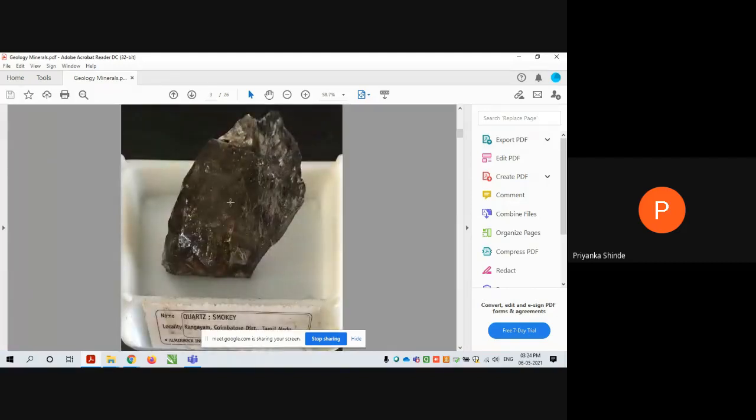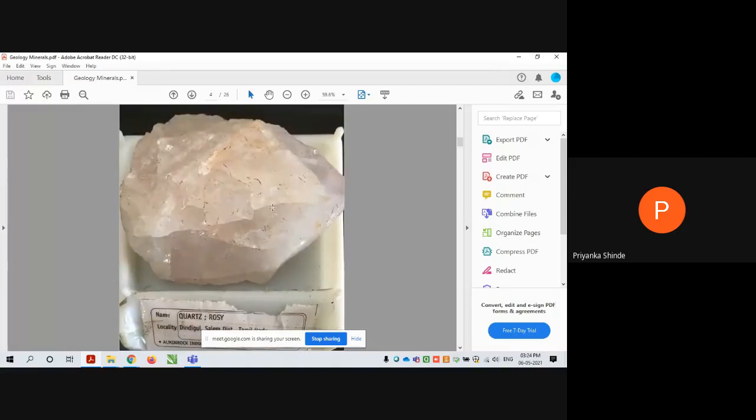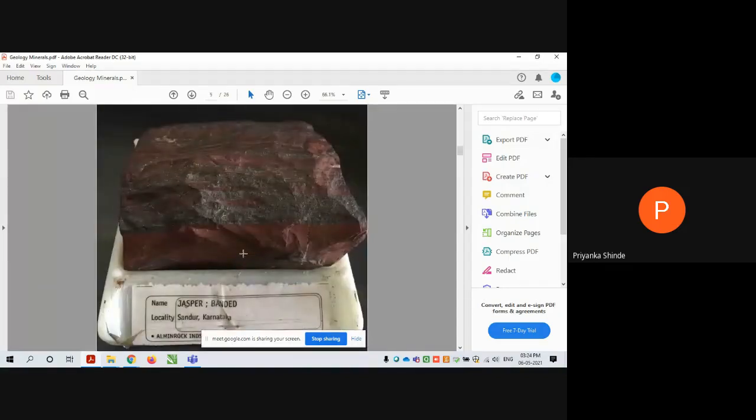Then one more, that is smoky black or smoky brown in color. So the name of this mineral is smoky quartz. Then we have one more which is rose pink in color, light pink, which looks like rose. So it is called rose quartz. Then this one is jasper. The specimens available in our lab occur in varieties of color. The first property I'm telling you is color.